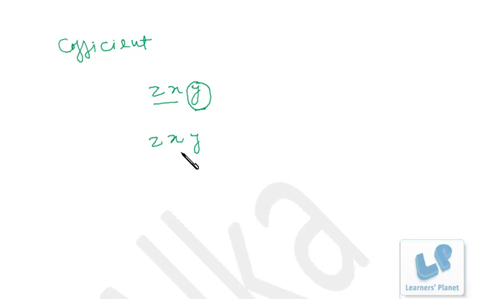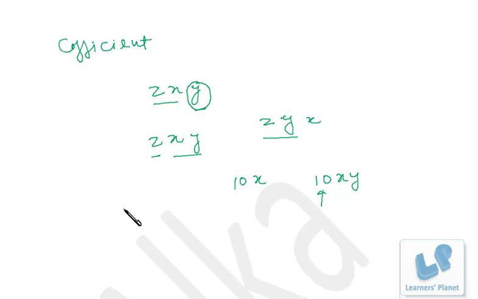Or 2 is the coefficient of xy, or 2y is the coefficient of x, right? So suppose we have 10x, the coefficient of x is what? 10. Suppose we have 10xy, the coefficient of xy is what? 10. So this is the numerical coefficient, and these are algebraic coefficients. Okay?